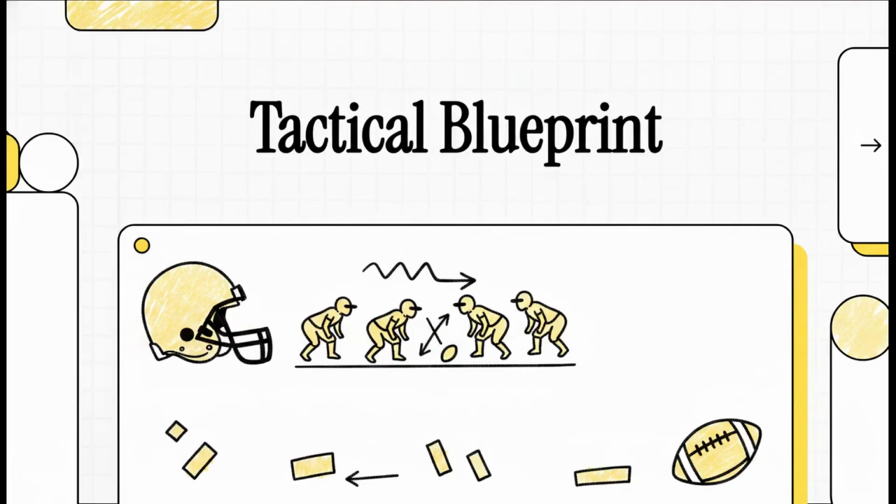Welcome to this explainer. Today, we are stepping straight into the film room for a deep, cinematic dive into the tactical blueprint of a massive upcoming clash, the Las Vegas Raiders versus the San Francisco 49ers. We're going to strip away the narratives, the broadcast fluff, and those generic talking points you hear everywhere else. Instead, we're going to focus entirely on the line of scrimmage, the offensive identities, and the defensive structures that will actually dictate the outcome of this matchup.